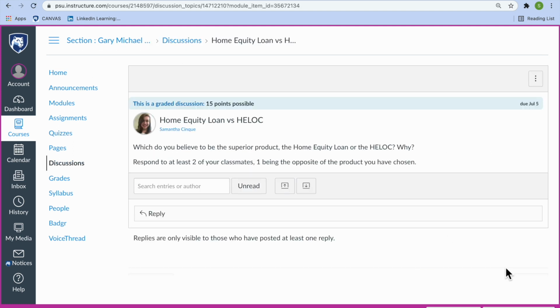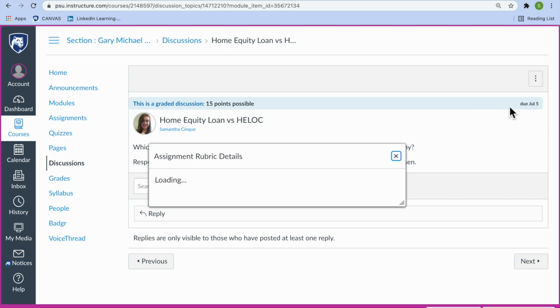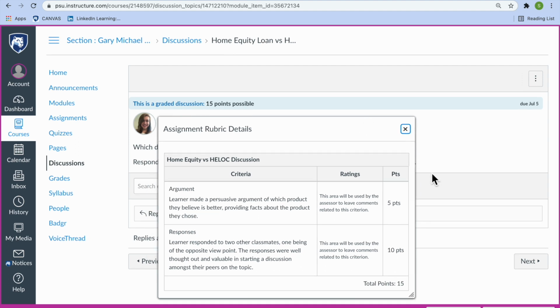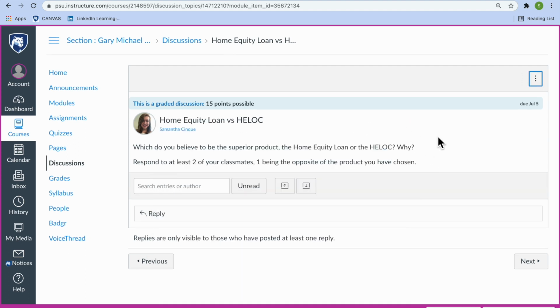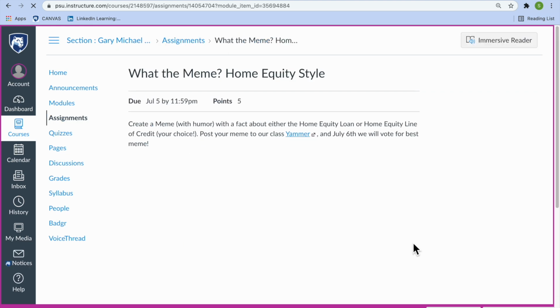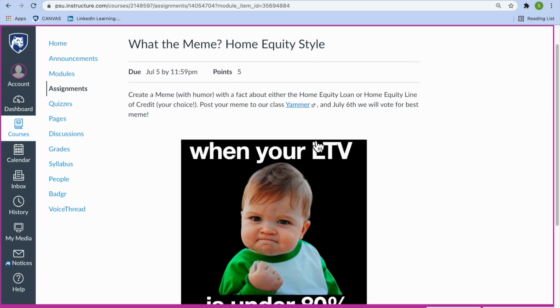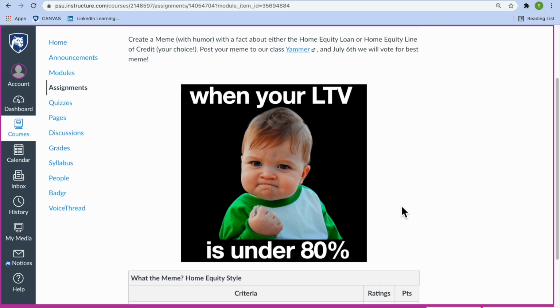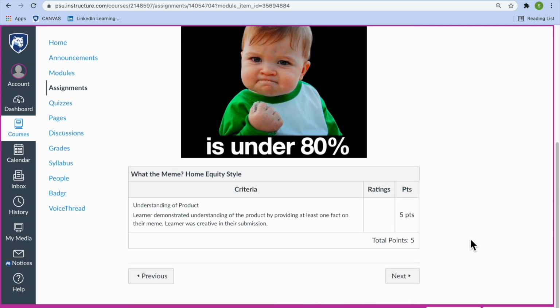The learners will discuss which of the two is a more superior product and are expected not only to respond to their classmates, but respond to at least one classmate with a differing view. Lastly, the learners will create a funny meme, applying what they have learned so far about home equity products and sharing them on the class Yammer page.